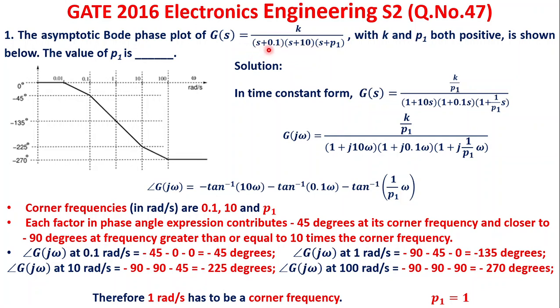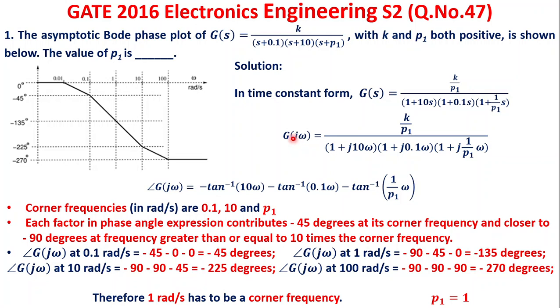So here it is pole zero form, S plus a, S plus b, like that. So here 0.1 should be taken outside, 10 should be taken outside, P1 should be taken outside. Therefore 1 plus 10s, 1 plus 0.1s, because 0.1 when you take 1 by 0.1 you get 10, and when you take 10 you will get 1 by 10. Therefore the 10 and 0.1 outside, 10 into 0.1 is 1. And P1 when you take outside, 1 plus s by P1, so it becomes K by P1, that's all.